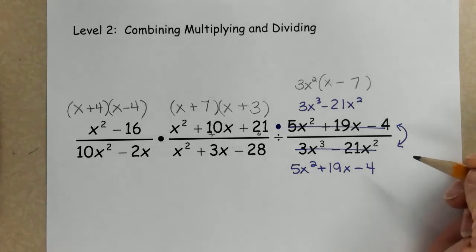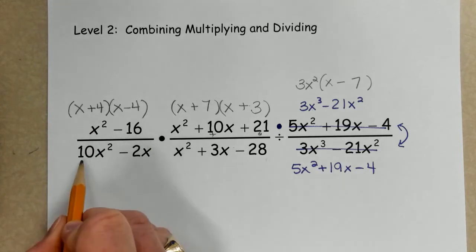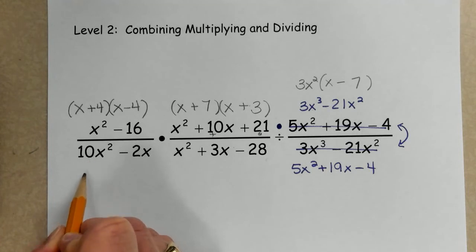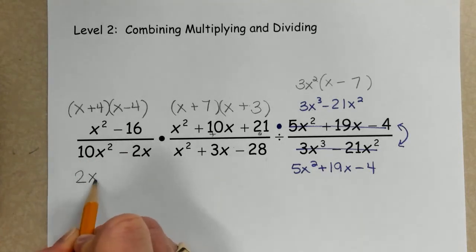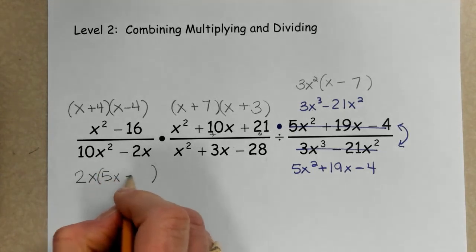Okay, numerators done. Next up, denominators. We come over here and take out 2 and a single x, another greatest common factor problem, leaving 5x minus 1.